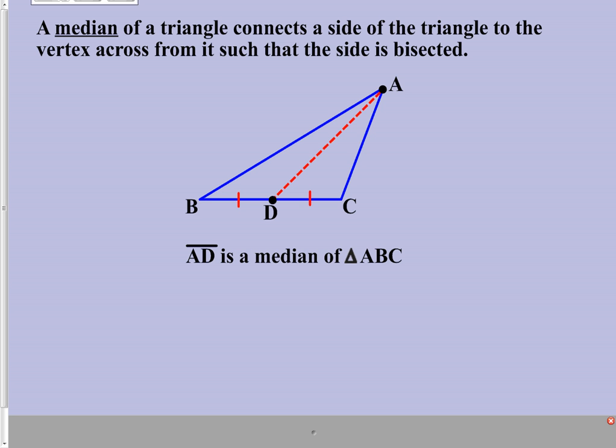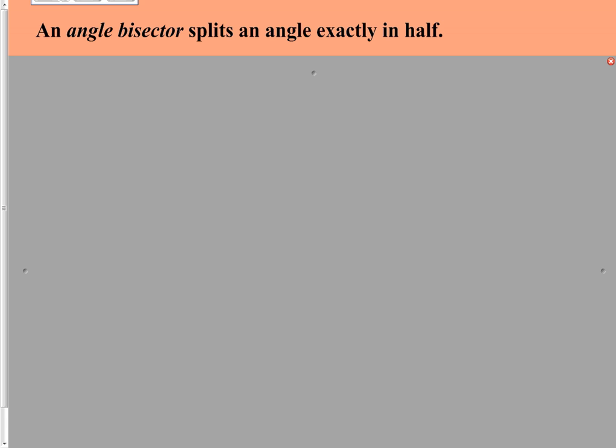Okay, this next one is a term that we are familiar with already. But let's go ahead and write it down anyway. It's been a while. An angle bisector. An angle bisector obviously splits an angle exactly in half.